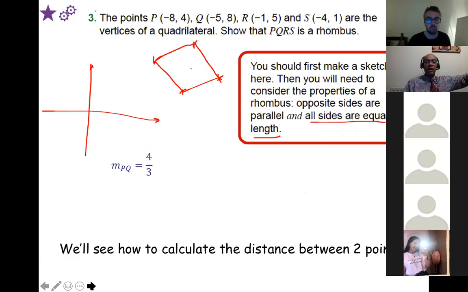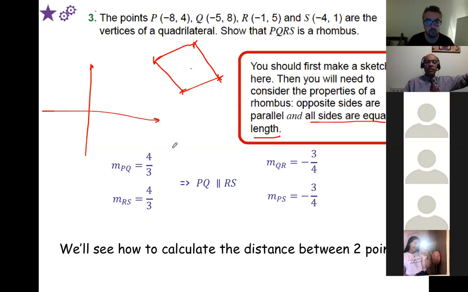So the first one is calculating MPQ. Then the next one was to calculate MRS. So PQ and RS. So once we've calculated those two, we can say that PQ is parallel to RS. Then we calculate MQR and MPS. Again, they've got the same value. So those are positive with the 2, and then the 2 negative ones. So we've got QR parallel to PS. No, it's not PS. QR, yeah, PS.